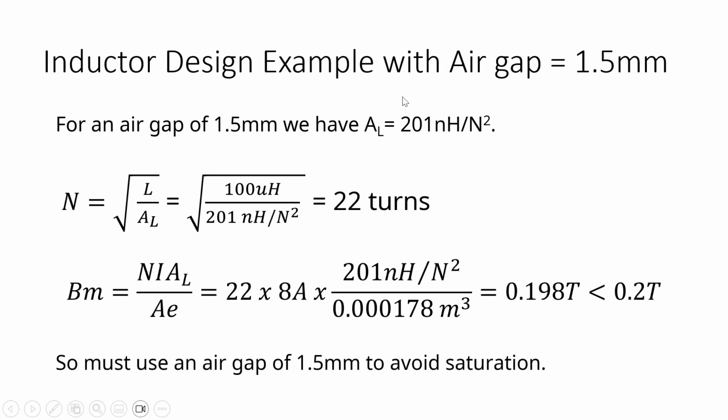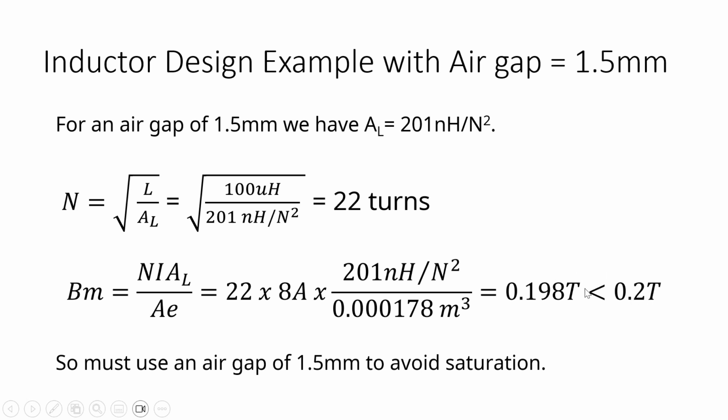and this we will do in the next example. Here I am using an air gap of 1.5 millimeter. Here you can see the AL value is this one. If we use this AL value, we get 22 turns. And if we now calculate the value of the maximum flux density, we find 0.198, which is less than 0.2 Tesla.